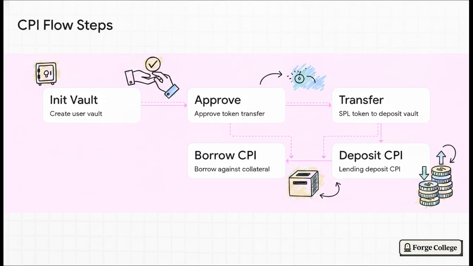Step 1, we create or initialize the user's auxiliary vault if it doesn't already exist. Step 2, we get the transfer approval. Step 3, the integration program executes the SPL token transfer right into the protocol's deposit vault. Step 4, we issue the lending deposit CPI, which credits the collateral. And finally, Step 5, the borrowing module checks that collateral and issues the loan tokens via another CPI. Boom! All gates open, the parcel goes all the way through, perfectly synchronized.